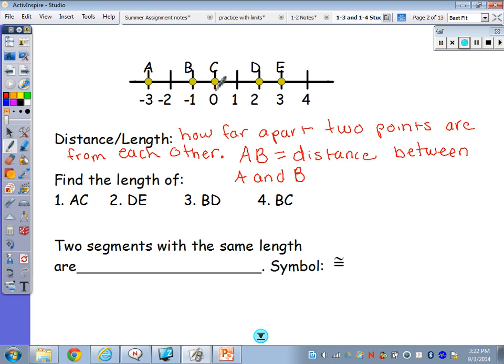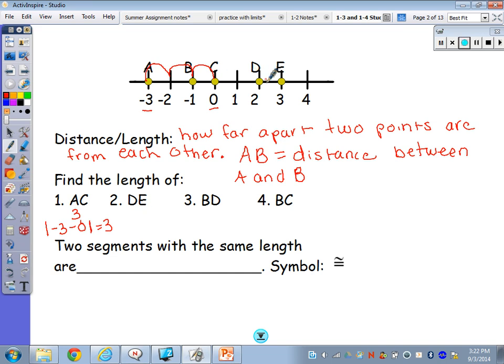On a number line, if we want to find the distance, we can either count from A to C. So we would count 1, 2, 3. So the length of AC is 3. The other way you can do it is subtract the two coordinates, which are the numbers at that point, and you always take the absolute value, which means it must be positive. So for this, I would do the absolute value of negative 3 minus 0, which is equal to 3, because negative 3 minus 0 is negative 3, and the absolute value of negative 3 is 3. The order doesn't matter, so you could also have done 0 minus negative 3, and you'd also get 3.